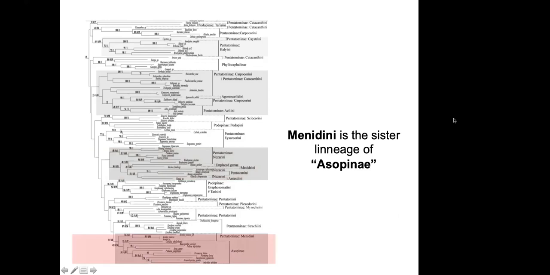On the other hand, Menidini was found to be the sister lineage of the Asopines, and that obviously made at least me think: if Asopine is currently one of the subfamilies within Pentatomidae, it cannot be the sister lineage of Menidini, which is currently a tribe within the Pentatomidae.